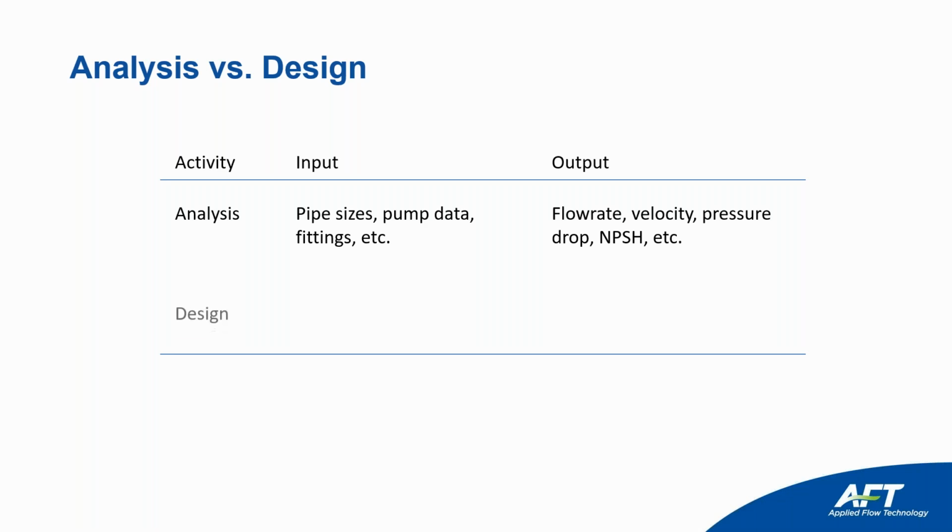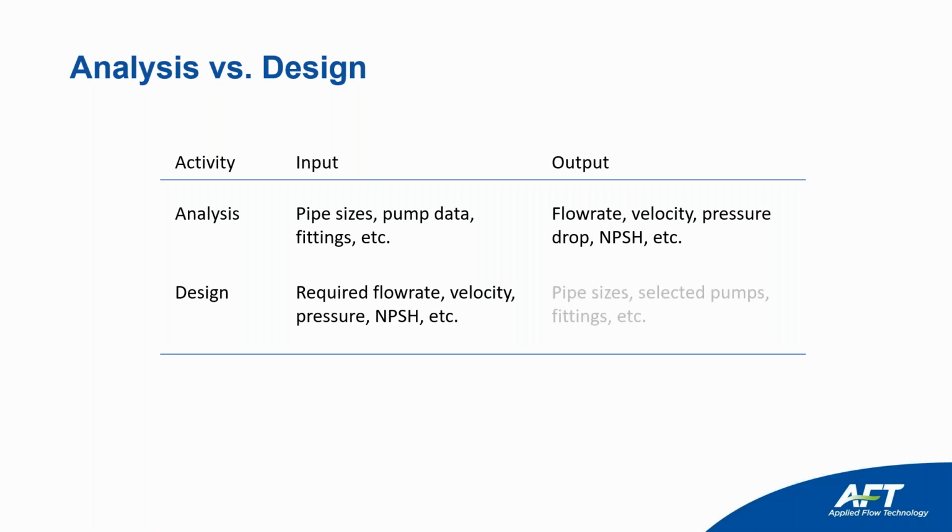Now, design is the opposite. For design, you know what your flow requirements or velocity requirements are, or what pressures you might need in specific areas. So in that case, the output that you're going to be getting is what the pipe sizes are and what pumps you need in order to make those accommodations. So it's the opposite of analysis.